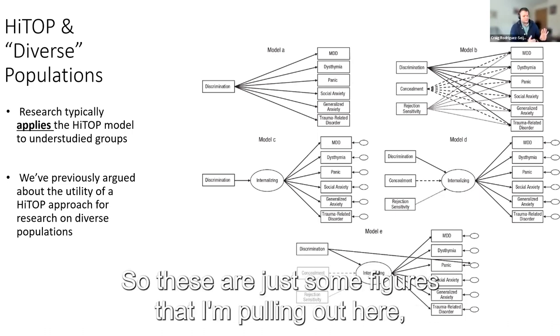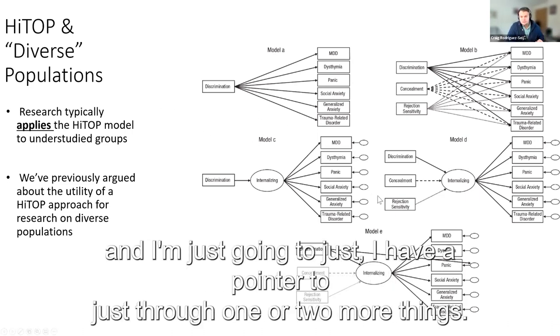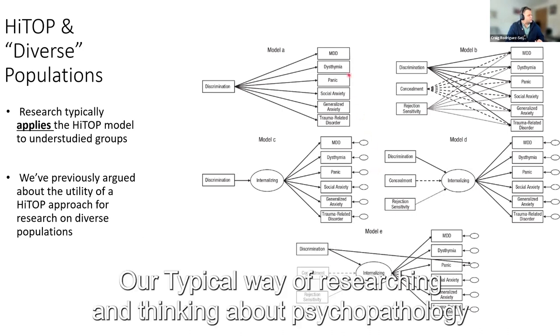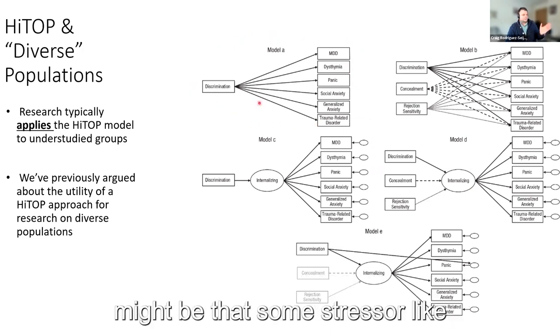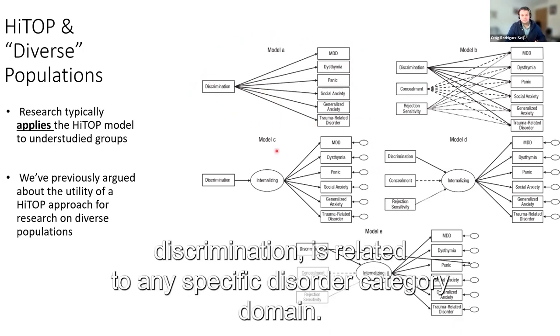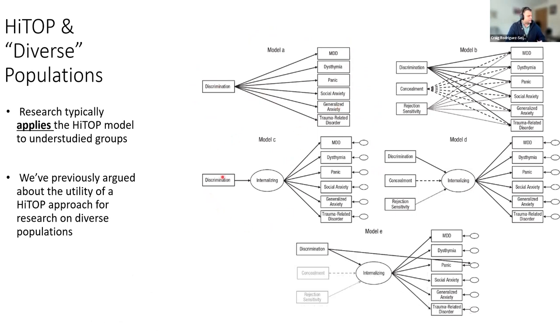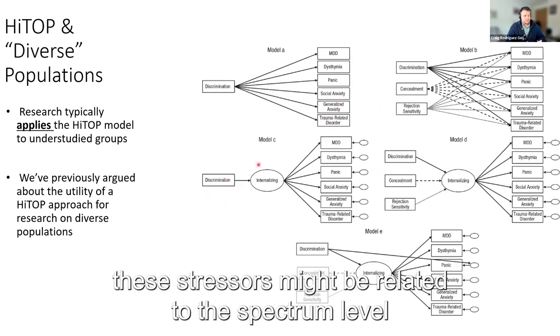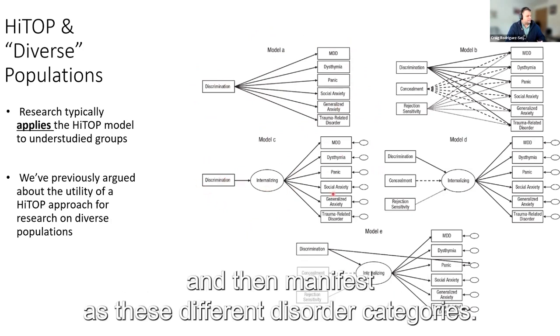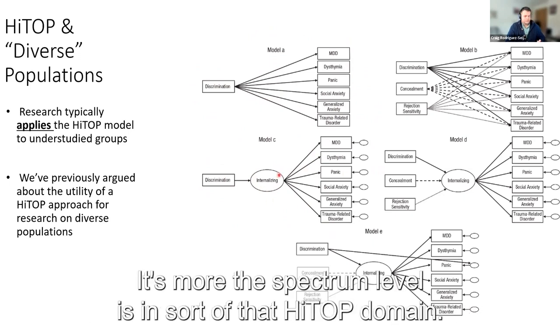So these are just some figures that I'm pulling out here, and I'm just going to grab a pointer to go through one or two quick things. Our typical way of researching and thinking about psychopathology might be that some stressor like discrimination is related to any specific disorder category. Our argument instead is that when you look at things like Model C, these stressors might be related to the spectrum level and then manifest as these different disorder categories, but that's not the important piece. It's more the spectrum level, consistent with that HiTOP domain.